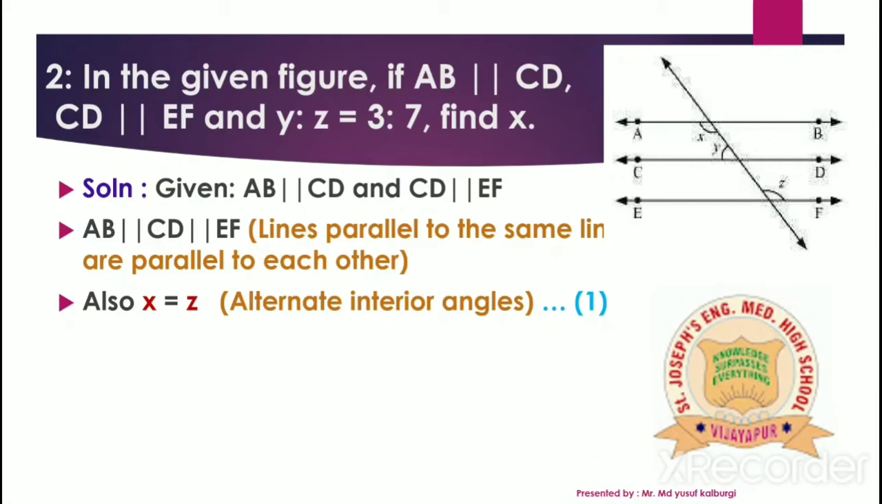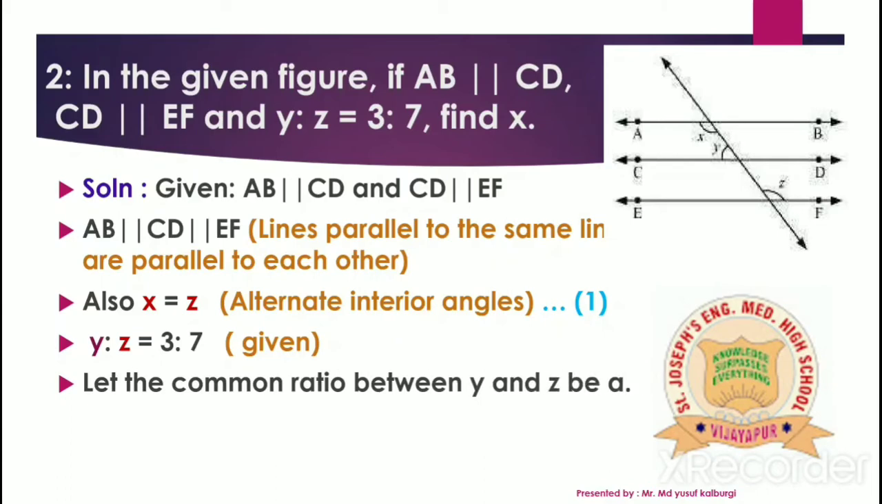Okay. Now one more thing they have given. The ratio they have given: Y is to Z is equal to 3 is to 7. Now let us take the common ratio, because they have given only the ratio. Now there should be some common ratio between them. If it is 3 is to 7, let us take the common ratio between Y and Z as A. Let us write that.